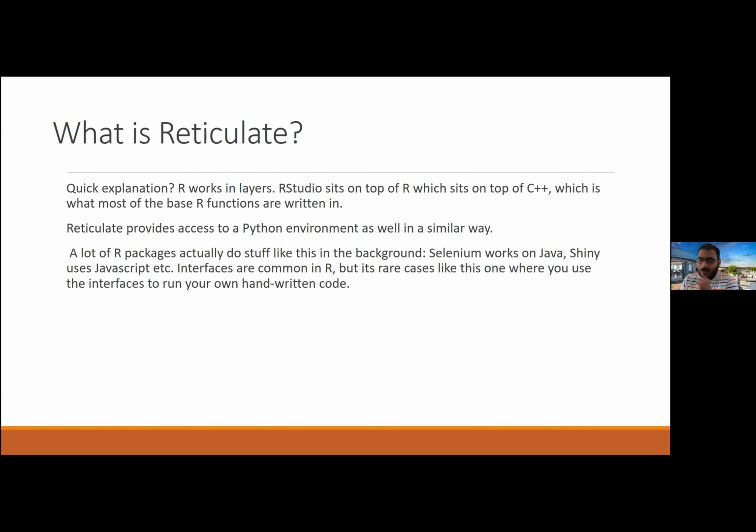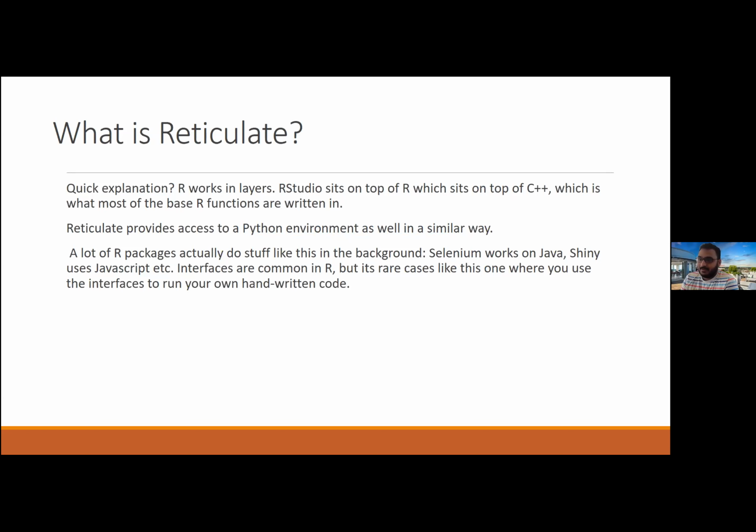So what is reticulate? The quick explanation is that R essentially is an interface. R is a language that's built on interfaces. R itself sits on top of C++. C++ does all the heavy lifting, or all the real work, while R is an abstraction layer that helps you access those functions a little easier. RStudio sits on top of that to try and make the process of using R even easier.